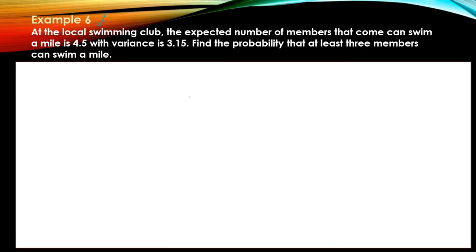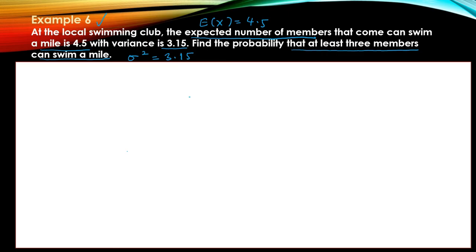Example 6. At the local swimming club, the expected number of members that can swim a mile is 4.5 with variance 3.15. Find the probability that at least 3 members can swim a mile. So from here, we will have E(X) equals 4.5, and we also have variance equals 3.15.